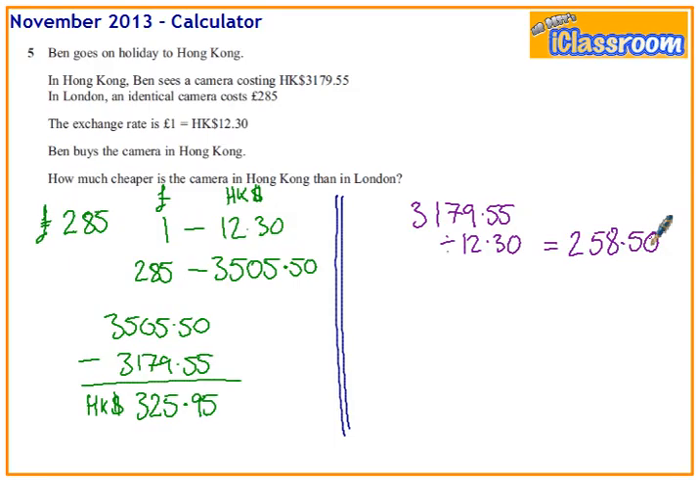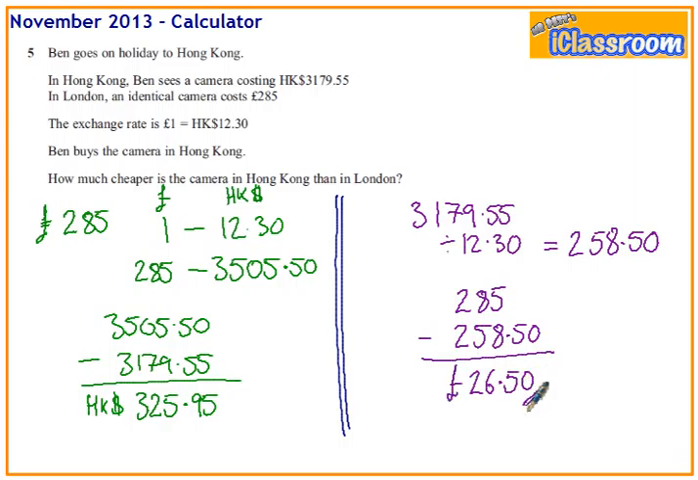So now again I can find out how much cheaper the camera is in Hong Kong by doing 285 subtract £258.50, which leaves me with £26.50.